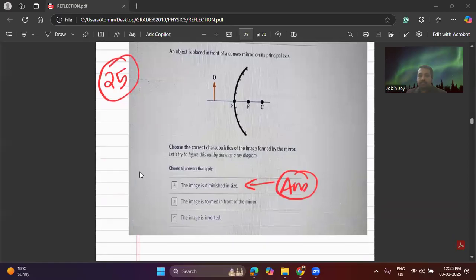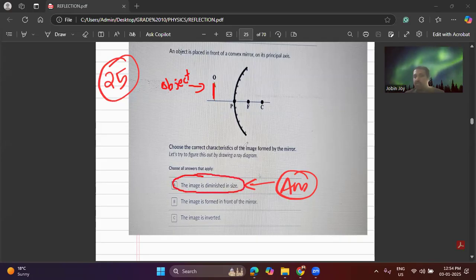Then next question. An object is placed in front of a convex mirror. So this is the object, on its principal axis. Choose the correct characteristics of the image formed by the mirror. The rays are coming like this, and the rays are intersecting behind the mirror. This is a convex mirror, so the size will be diminished. The image will be behind the convex mirror. So the correct answer is: the image is diminished in size.